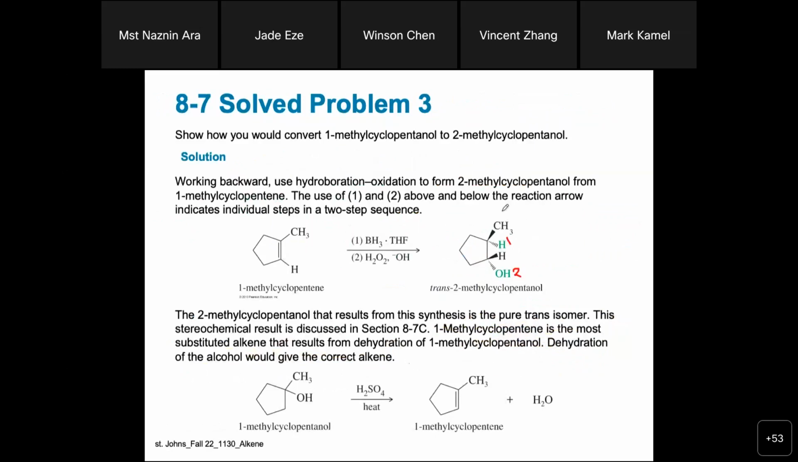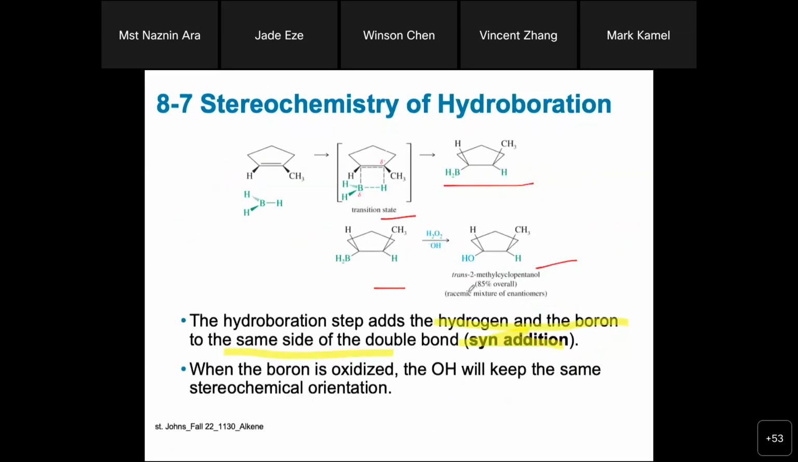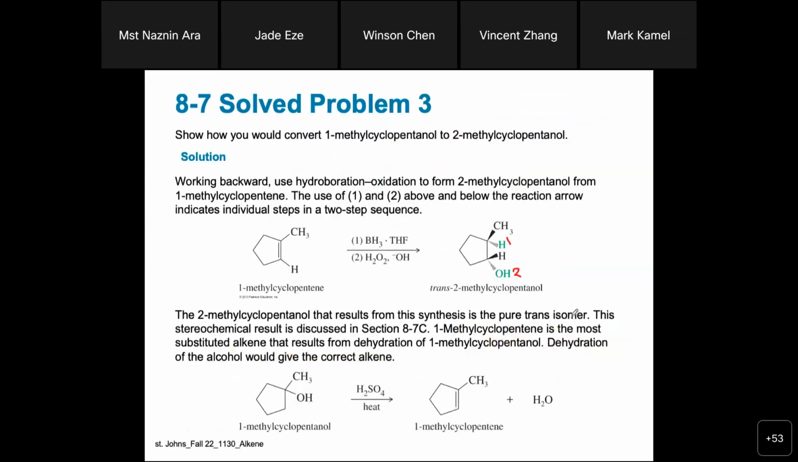Here we have another addition. Okay, syn and anti. Syn addition, same side. The hydroboration step adds hydrogen and boron to the same side, not cis-trans. This is called the syn addition. When the boron is oxidized, the OH will keep the same stereochemical orientation. See, the same orientation when it is oxidized and replaced.